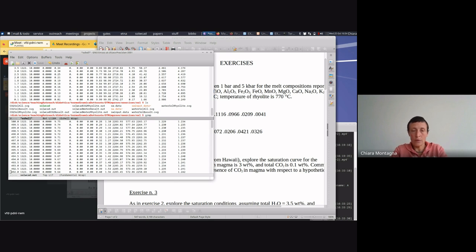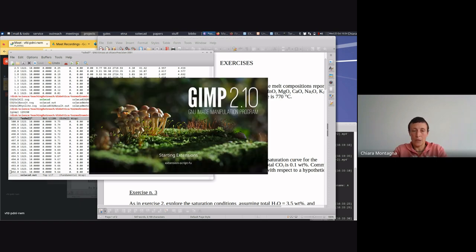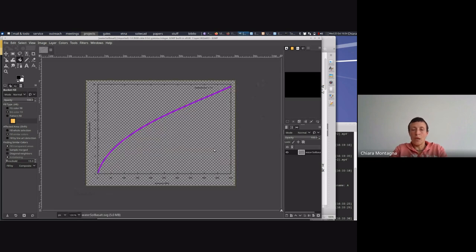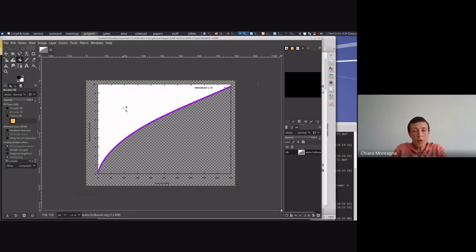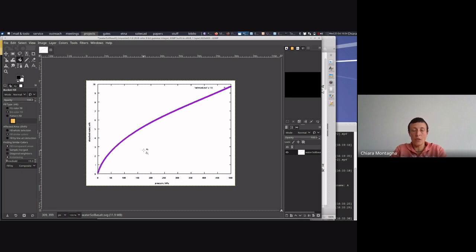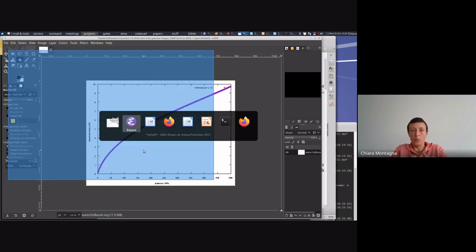With this data that I have prepared earlier. You can use any software that you want to see this figure and to produce it. I have used Gnuplot to produce it. And I'm going to use GIMP to see it. So this is the solubility curve for the basalt that was requested.